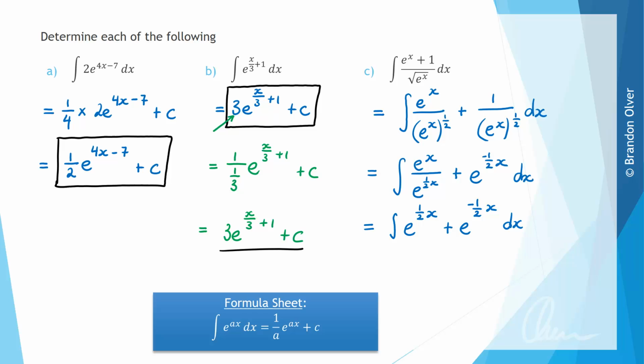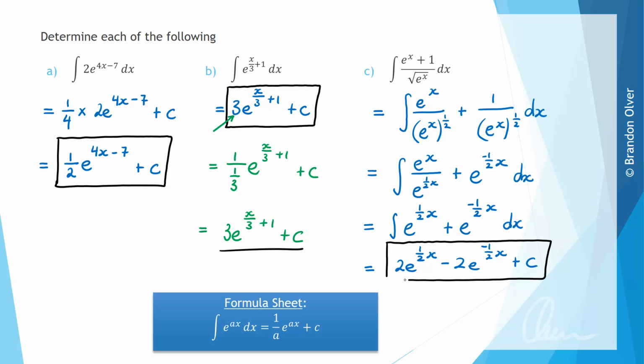Now we're finally at the stage where we can actually perform the integration. This is going to equal, when we multiply by the reciprocal of the coefficient of x, which is a half, the reciprocal of a half is 2, so we get 2e to the power of a half x. Then here we have minus 2, which is dividing by negative a half, times e to the power of negative a half x, plus c, which is the constant of integration. That is going to be the answer to part C of this example.